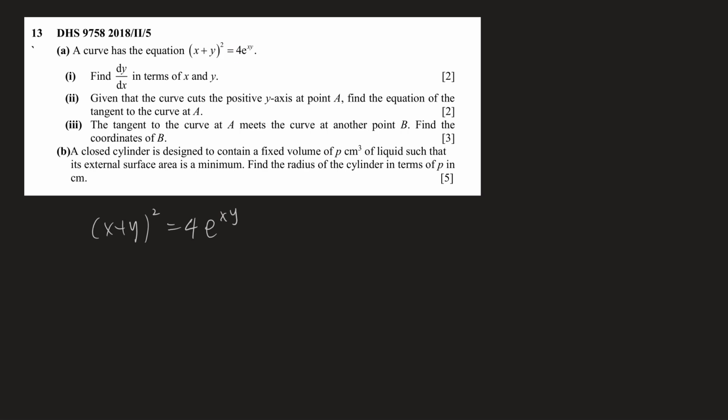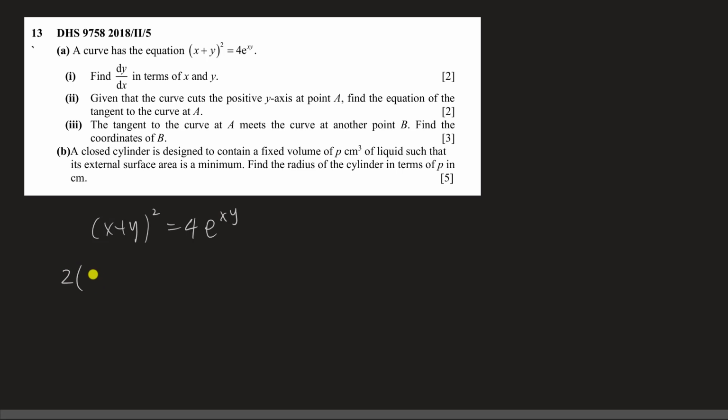So all we have to do here is just to differentiate this implicitly, right? So let's differentiate the left-hand side first. We will get 2, bring down the power, copy the content, power minus 1, multiply by the differentiation of the inside. Differentiating inside will give me 1 plus dy/dx. And on the right hand side, to differentiate this, it will just be 4.